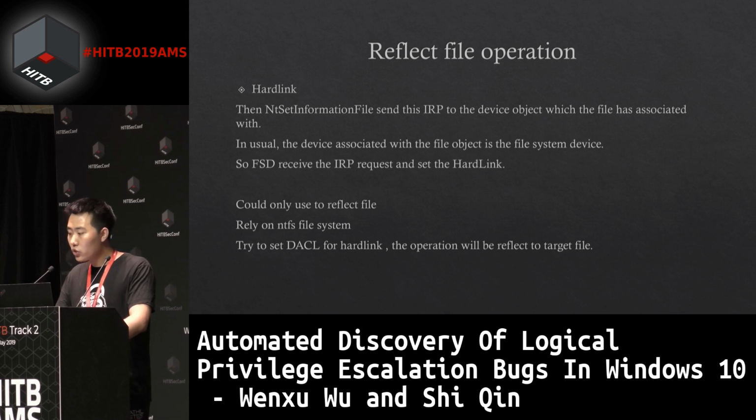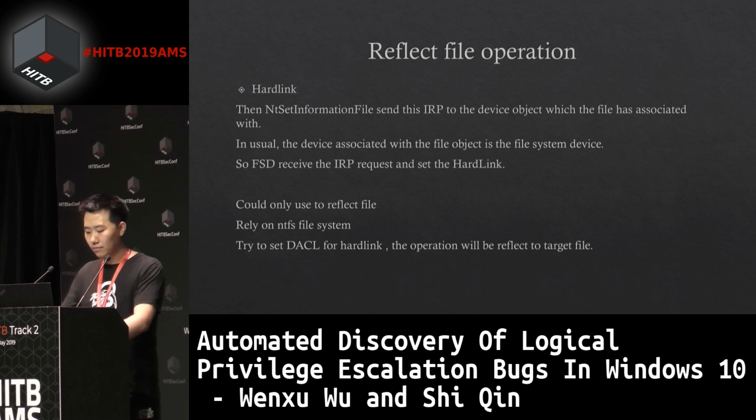object which the kernel file object is associated with. Usually, the device associated with the file object is the file system device. So the FSD will receive this IRP request, and it will set the hard link. By the way, the hard link can only be used for a regular file.